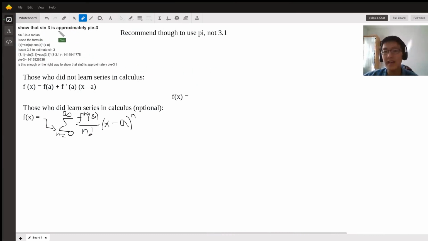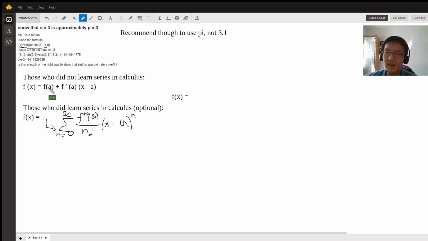In order to figure out what sine 3 is, and hopefully we will find that it will equal pi minus 3, like you said here, and this is a good formula, you can use this formula here, which I have written here, to approximate sine 3. If we consider f of x as sine x, because that's the function we're interested in, we could say that sine of x is equal to sine of a plus the derivative of sine of a, which is basically cosine of a, times x minus a.